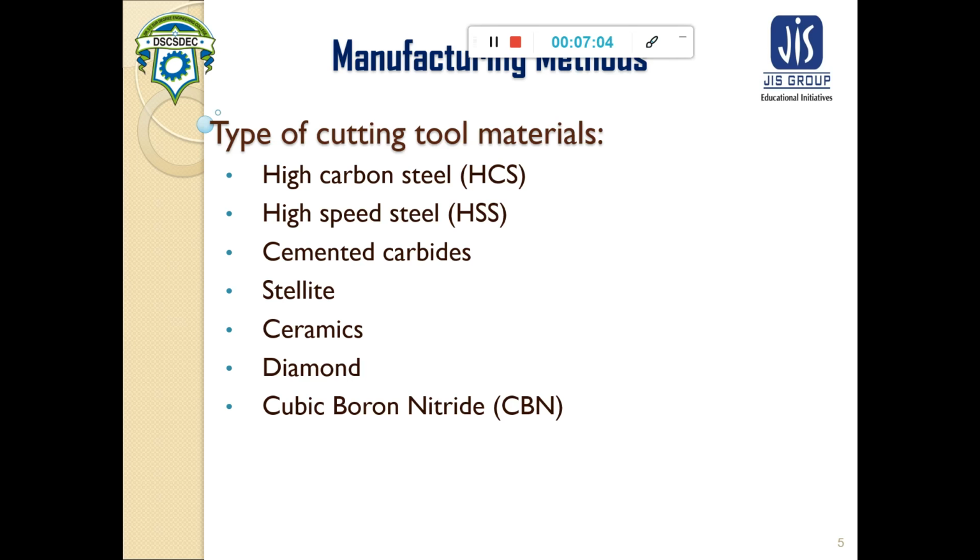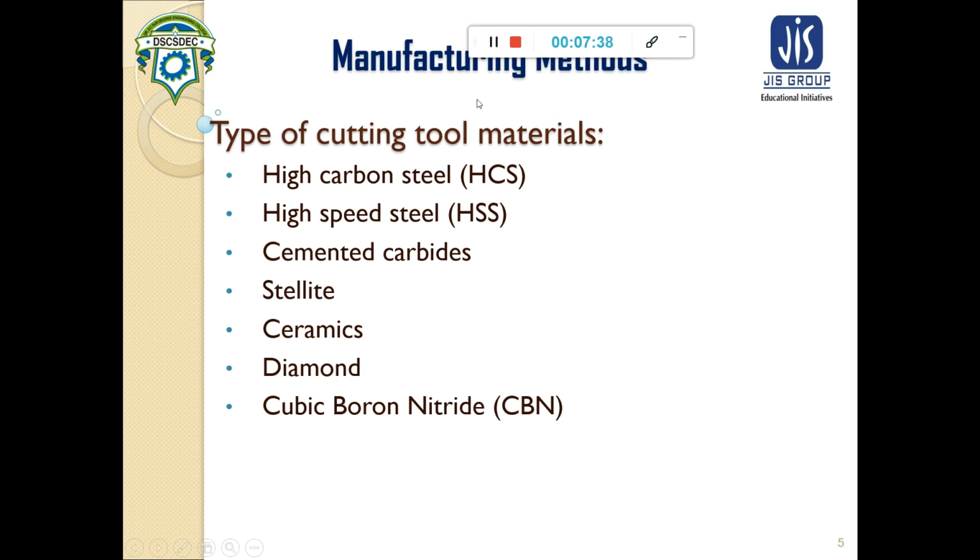But the concept is, whenever we need to machine harder material, like cast iron, that hard material should be machined by a harder cutting tool. As per the hardness, this list of high carbon steel, high speed steel, cemented carbide, stellites, ceramic, diamond, and cubic boron nitride is the list of increasing hardness.